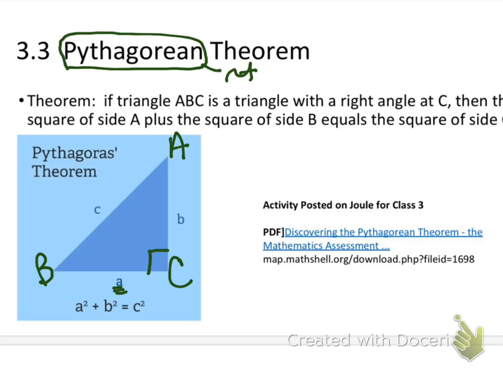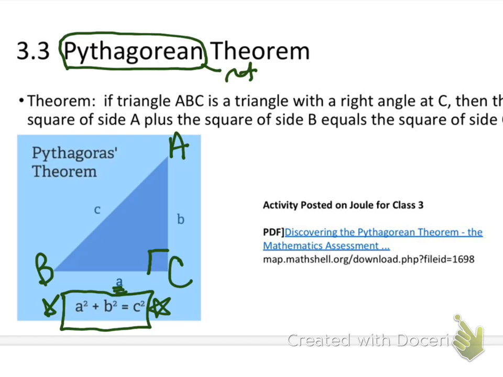So let's go back to the theorem. If triangle ABC is a triangle with a right angle at C, then the square of side A plus the square of side B equals the square of side C. So that is this formula. Okay, so notice that you have small letters. You have small letters because that's pertaining to the sides. Okay, so if I know I have a right triangle, I can solve for a missing side by using this formula. So let's talk about that for a second.